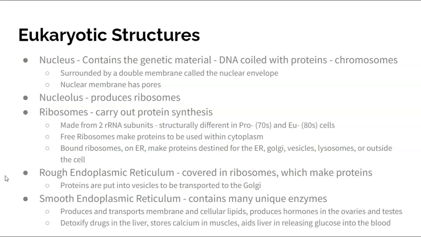Additional information about ribosomes: free ribosomes make proteins to be used in the cytoplasm, and bound ribosomes on the endoplasmic reticulum make proteins destined for specific organelles or outside of the cell. And then the rough and smooth endoplasmic reticulum are for transporting materials. Rough endoplasmic reticulum makes proteins. Smooth endoplasmic reticulum deals with lipids. It can also detoxify drugs in the liver or store calcium. Both vitally important.